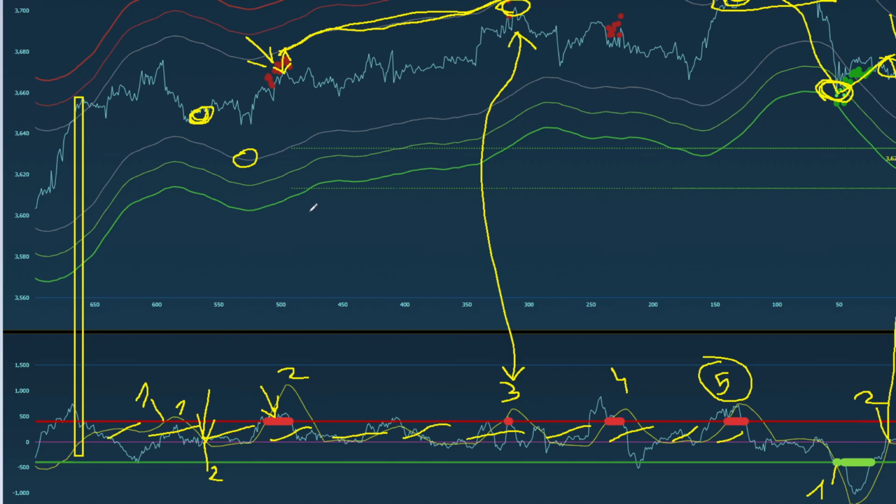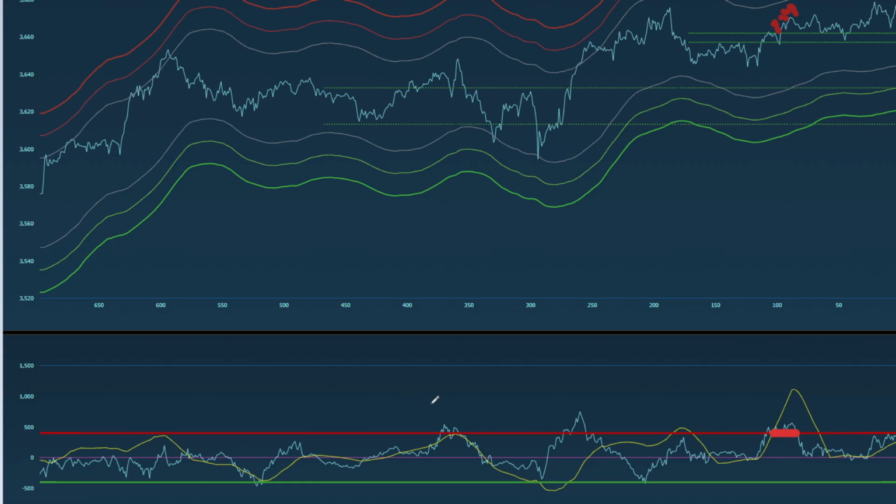There's one more setup that I want to show you. Let me get the chart. Okay, here's the setup. It's kind of rare, and for a long time I didn't notice it, but here it is.